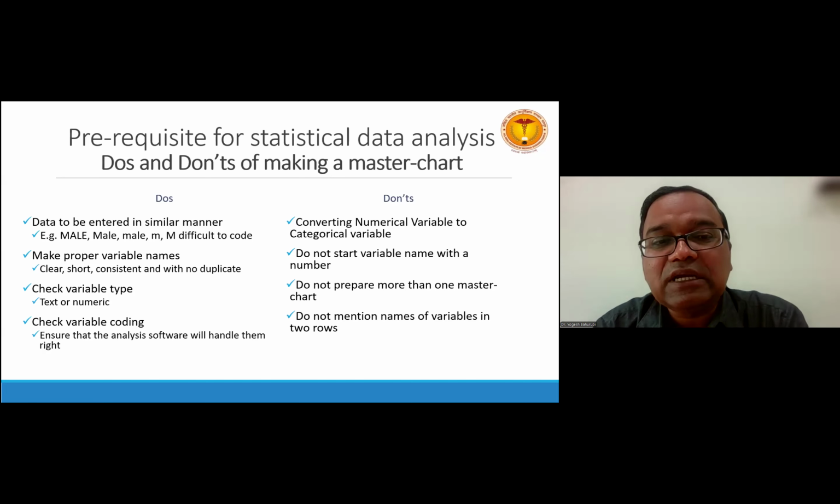Then always check the type of variable, whether we are making a text variable or a numerical variable. If it's a text variable, follow a particular pattern.